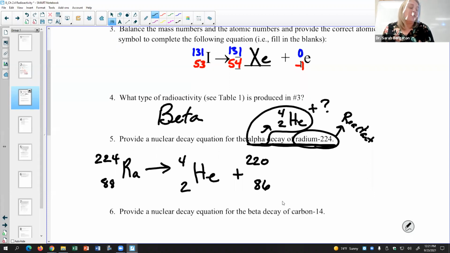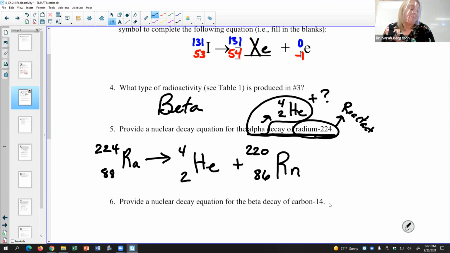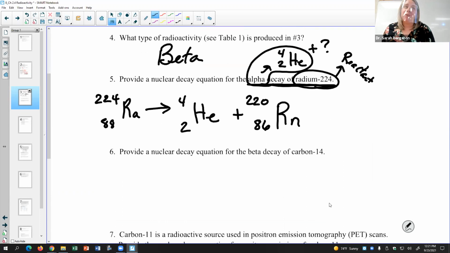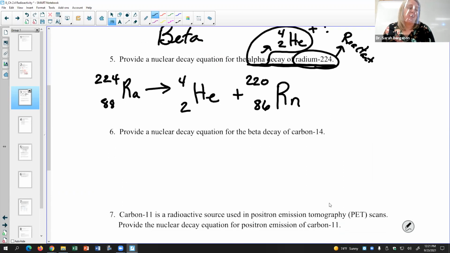86. So go look on the periodic table. What element has 86 protons? Rn, which is radon instead of radium. Good. Yeah. Okay.